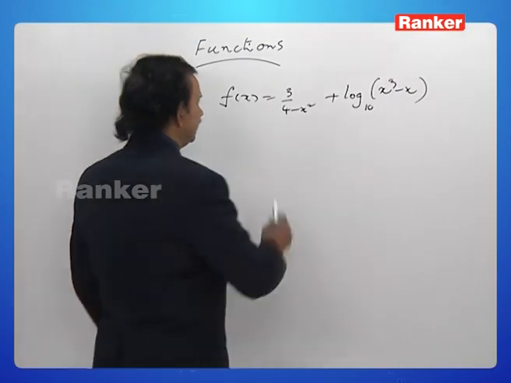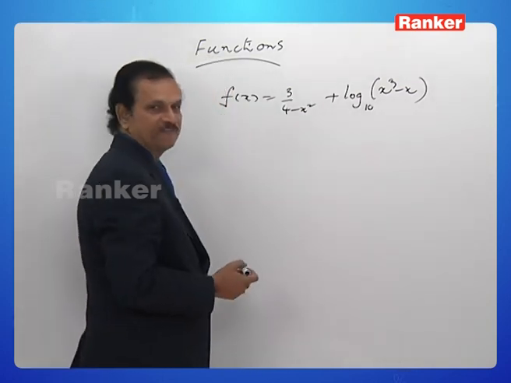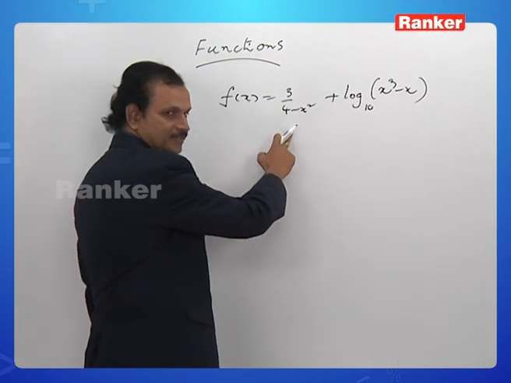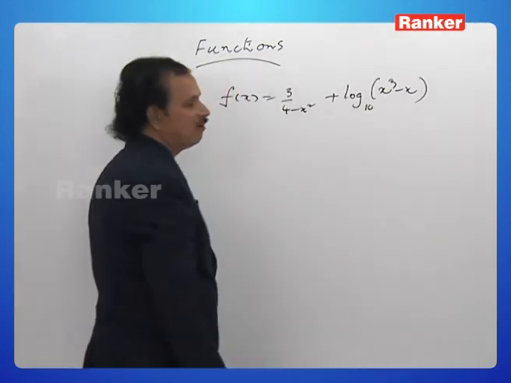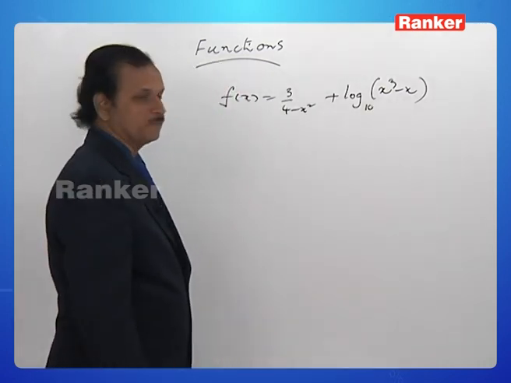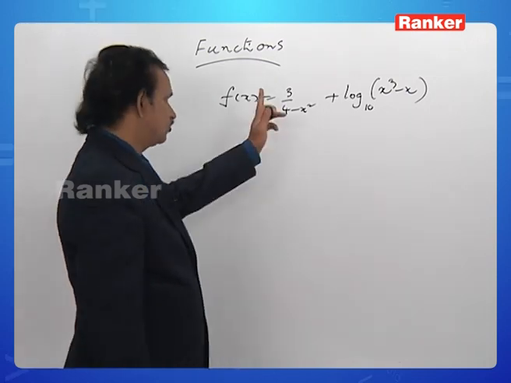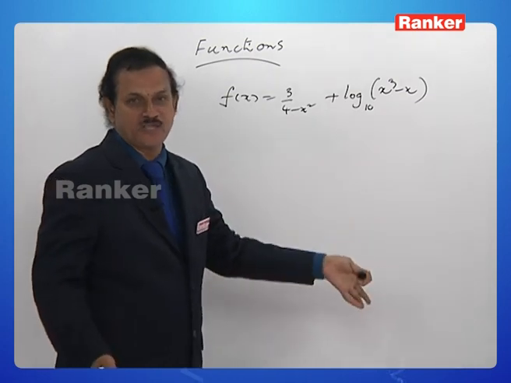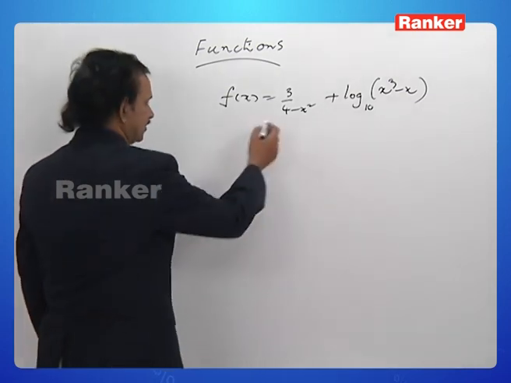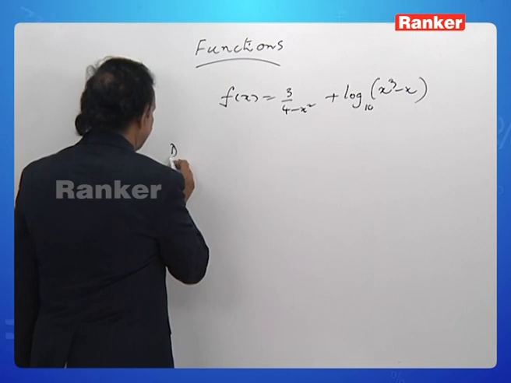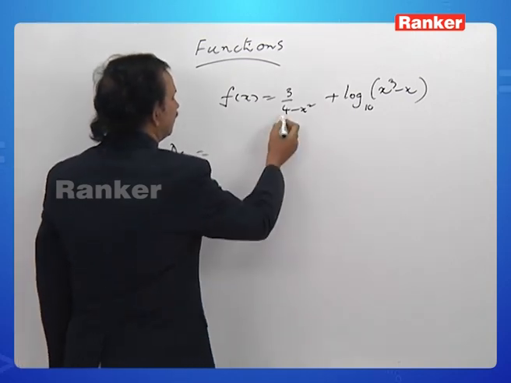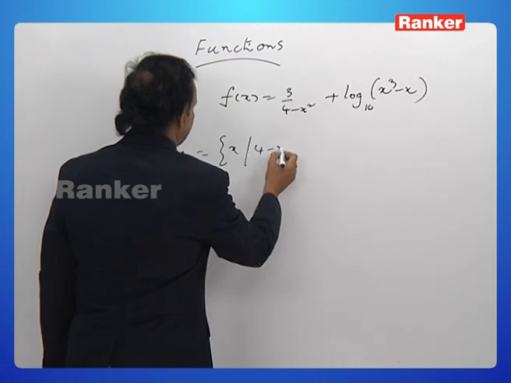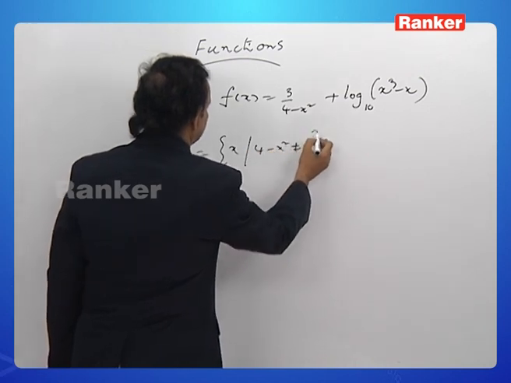Well, here f of x is a combination of 2 different functions. What are the functions? Number 1, 3 by (4 minus x square), and the other is log of (x cube minus x) to the base 10. Here you have to trace the domain of this and the domain of that. The intersection of these two domains gives you the correct domain. For this, the domain of f is the set of all x such that 4 minus x square is not equal to 0.